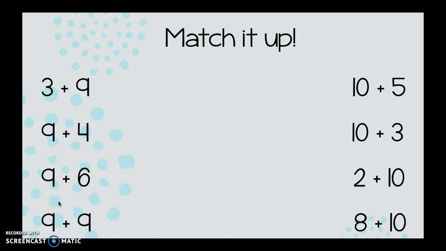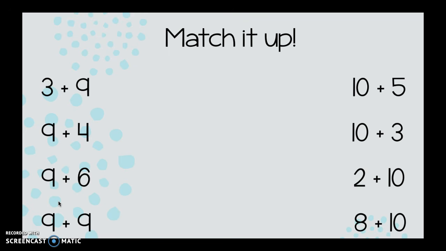I hope you didn't write too big because now on the other side, I'm going to have you write the number sentences going down on that side. Here we go. 10 plus 5, leave a little bit of space. 10 plus 3, leave a little bit of space. 2 plus 10, leave a little bit of space. And then 8 plus 10.